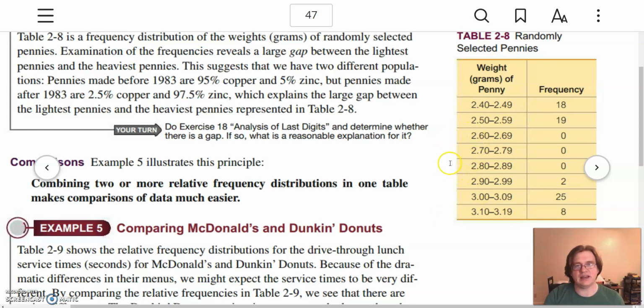This might indicate that a lot of pennies were made this small, and a lot of pennies were made this big, and maybe they came from different batches, for instance. So it might indicate that either something went wrong or they used a different mold, but for some reason some pennies are clustered around this weight and others are around this other weight.